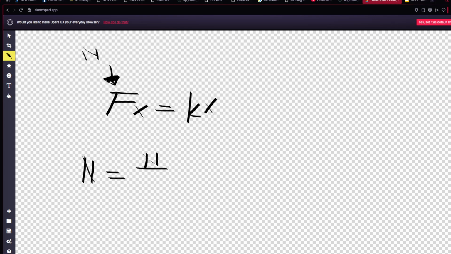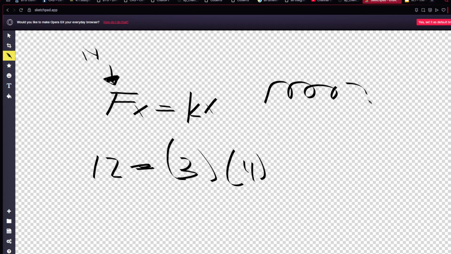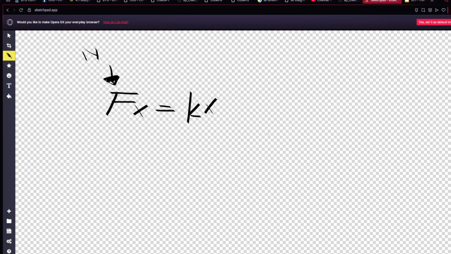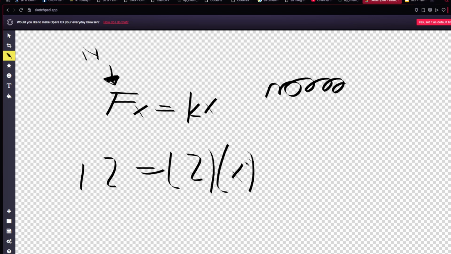Let's say the spring constant is 3 newtons per meter, and you apply a force of 12 newtons. This means that the spring will go 4 meters backwards. Now let's lower the magnitude of the spring constant to 2. This means that it will compress 6 meters. Note that a lowered k means that it will compress more, and a higher k, because it's an inverse relationship, will mean that it will compress less.